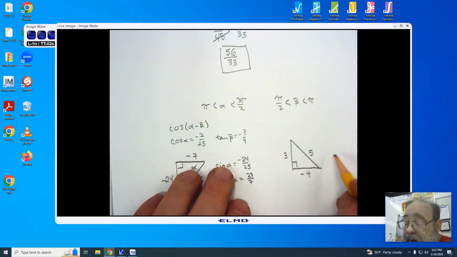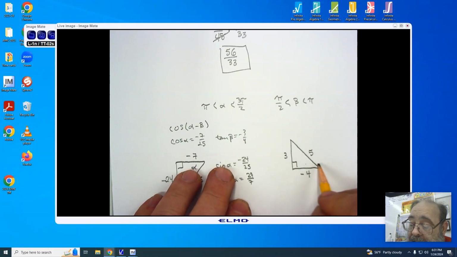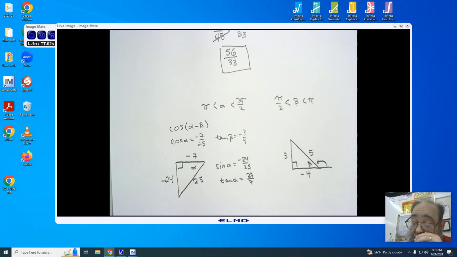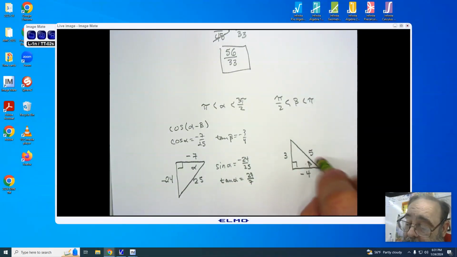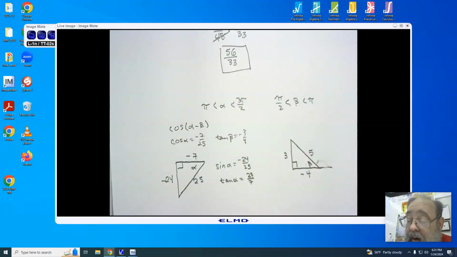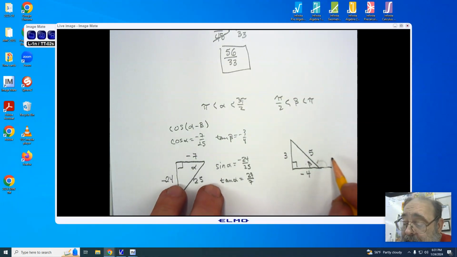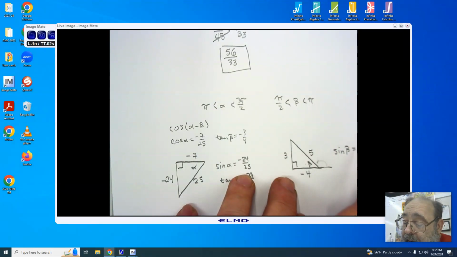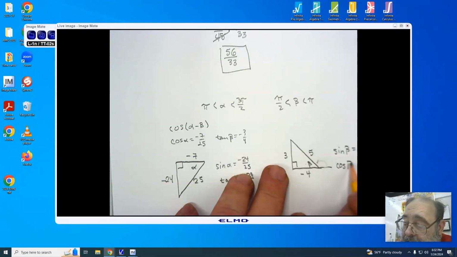Therefore, looking at this, we can now say that for the beta angle, keep in mind the beta angle is right here, and let's just go ahead and put it right there for the sake of argument. And with this, I'm able to utilize my ratios. So I can now say that the sine of this beta is going to end up being 3/5. The cosine for this beta is going to be negative 4/5.